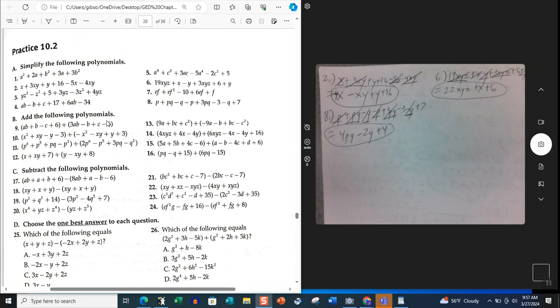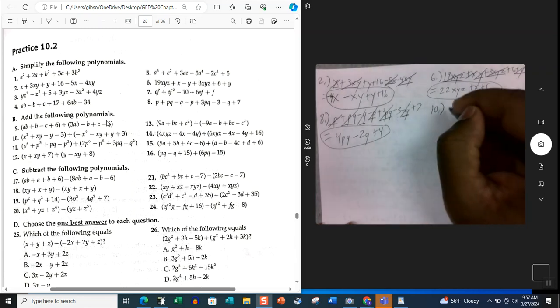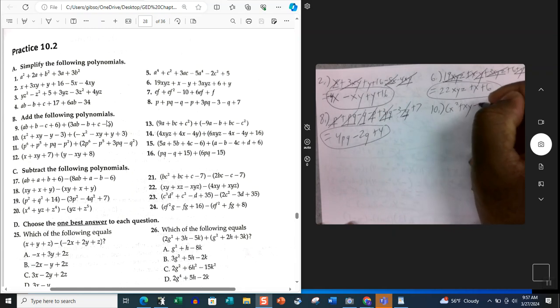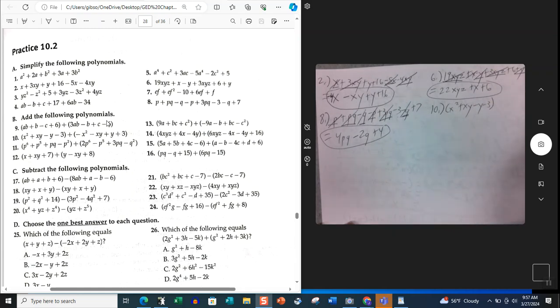All right, next. Let me dive right into this. I want to do number 10. Number 10, we have x squared plus xy minus y minus 3 plus parenthesis negative x squared minus xy plus y plus 3.